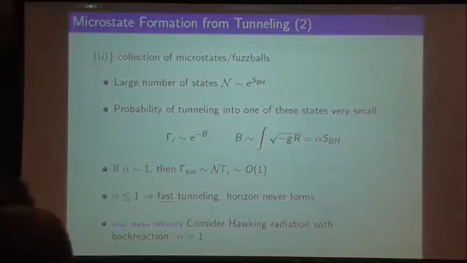These are black hole microstates, and there's a very large number of these states. There's e to the S number of these, right? Because you expect that many microstates of the black hole. And if you take any one of these states, the probability of tunneling into any one of these states is going to be very small.